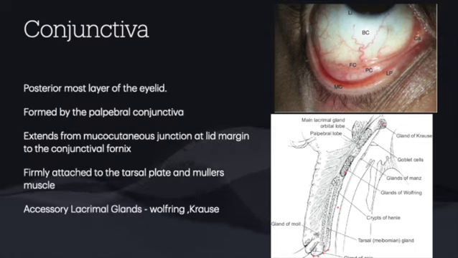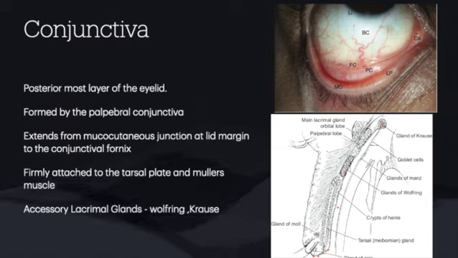Now, the conjunctiva also contains some accessory lacrimal glands. These glands are present in relation to the eyelids and are called glands of Wolfring, and these are present along the superior border of the upper tarsus and the inferior border of the lower tarsus. And there are some glands called glands of Krause that are present at the fornices. These are accessory lacrimal glands. These produce basal tears.